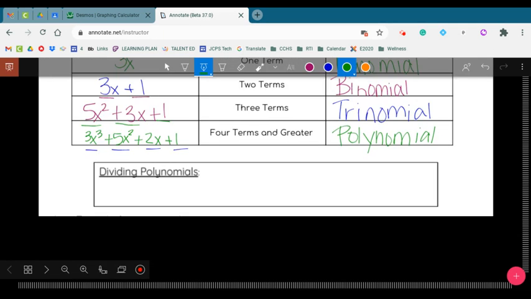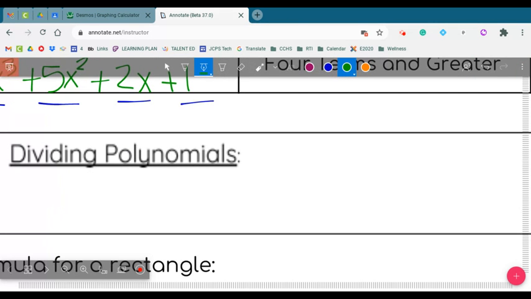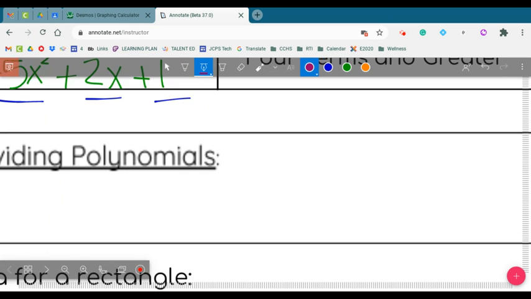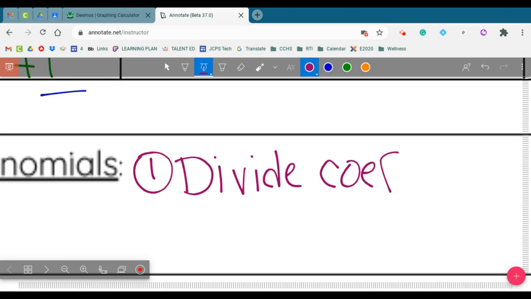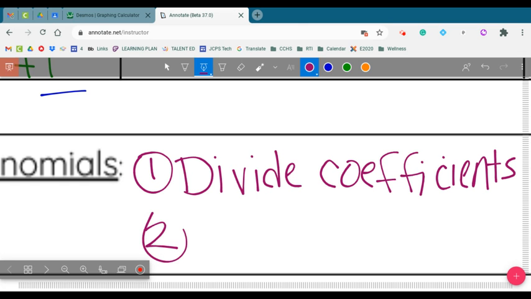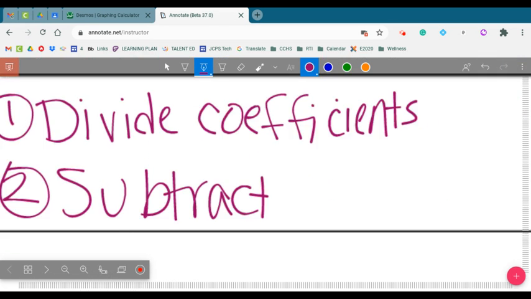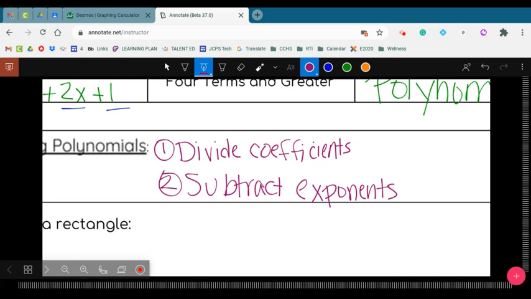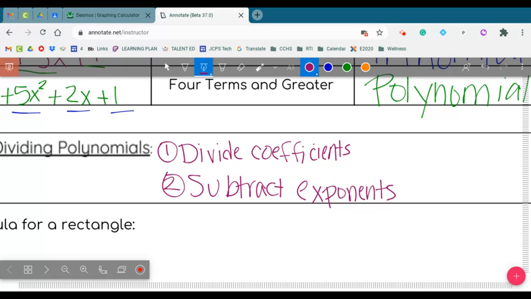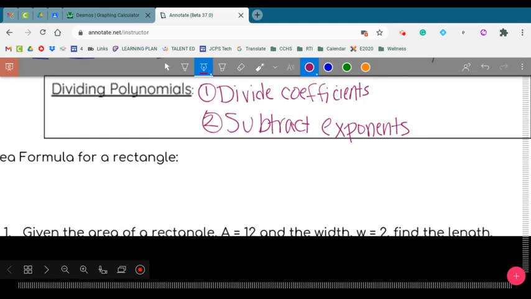Okay, so now let's start talking about dividing polynomials. So dividing polynomials, we've kind of already done with our exponent rule. So whenever we're dividing polynomials, we divide coefficients, so the numbers in front, and then we subtract exponents. And we have to do this with every term. So we're going to keep that in mind whenever we're doing this, and I'll show you what I mean by each term.